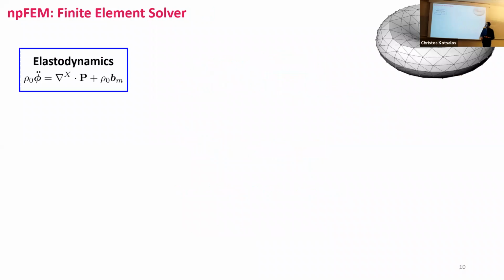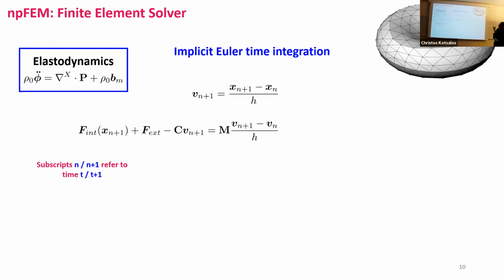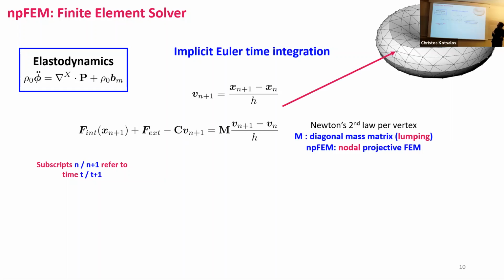So let me actually start now with the NPFM solver, which is a finite element solver. And here, as I said, we are trying to resolve the elastodynamics equation. So this is the continuous version, and I'm going directly to show you the discretized version. So here we are writing the implicit Euler time integration. And what we do, we write for each vertex of the discretized body, we are writing the velocity equation and the Newton's second law of motion.